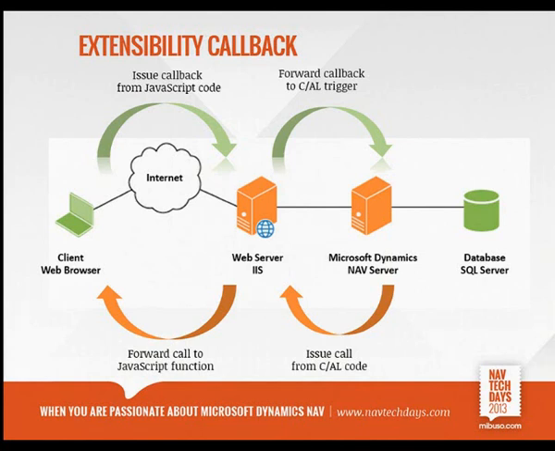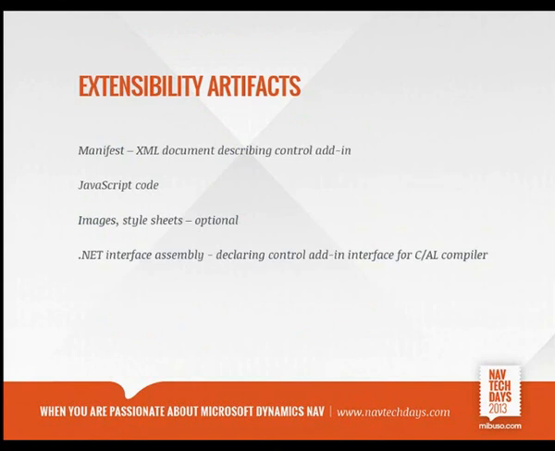So let's recap a little bit before we get into demoing this. I have prepared some demos for you today. Let's recap what the artifacts of the extensibility are. We have the manifest file, which is an XML document. We have the JavaScript code where you implement your features. You have your images, potentially style sheets, and then the .NET interface assembly.